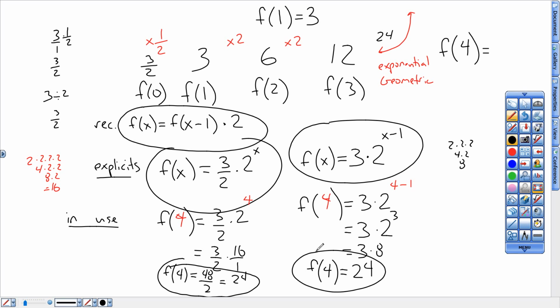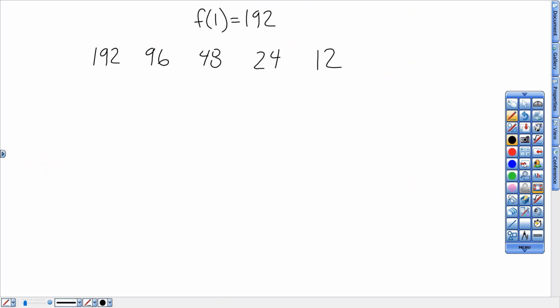All right, let's move on. Next problems you have to know how to do. This one, again, where I give you the first term and we're going to have you just give explicit and recursive. This one, if you look at it, a little bit harder to see what's going on up here.